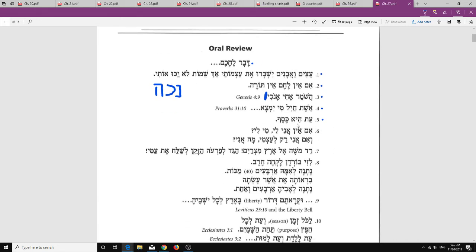Number 5, we have 'et kesef', pretty straightforward. Time, 'hu', is our pronoun for he, she, or it, right? And then money. So literally we have something like time, it, money. But we remember that this pronoun signifies that this is a noun sentence and it's redundant, so in English we'll leave it out. So literally we might have time is money.